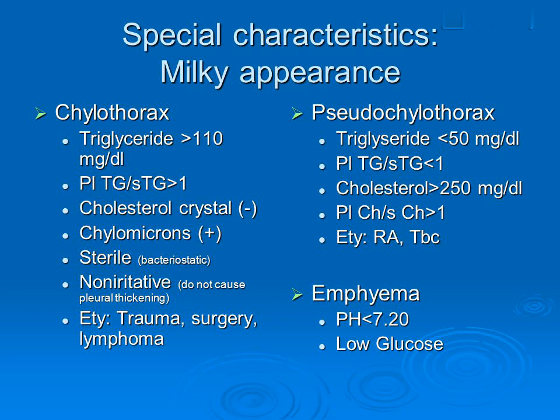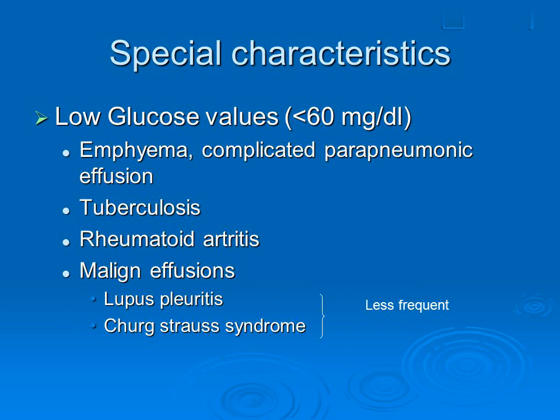Pneumothorax forms and chronic pleural effusions are usually caused by tuberculosis or rheumatoid arthritis. Special characteristics: low glucose values, less than 60 mg/dl. Emphysema, complicated parapneumonic effusion, tuberculosis, rheumatoid arthritis, malignant effusions, lupus pleuritis.